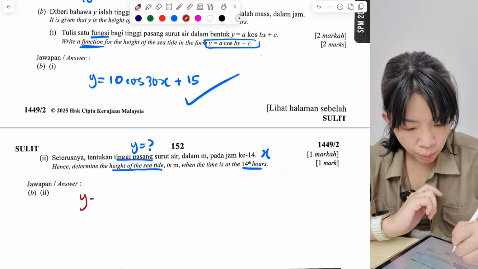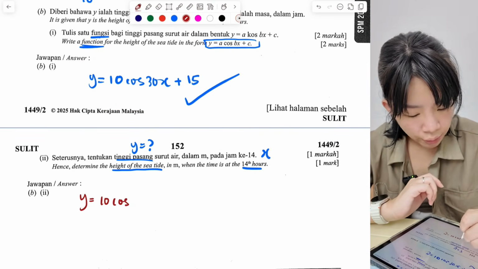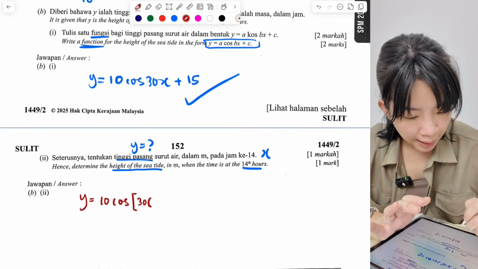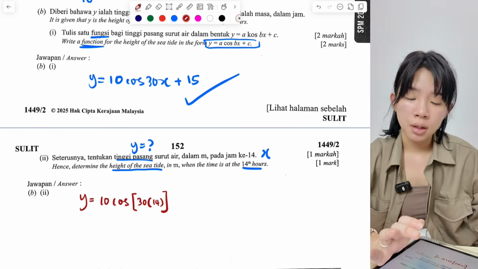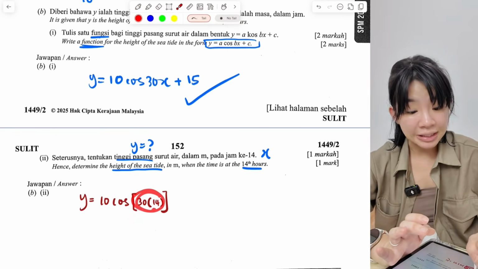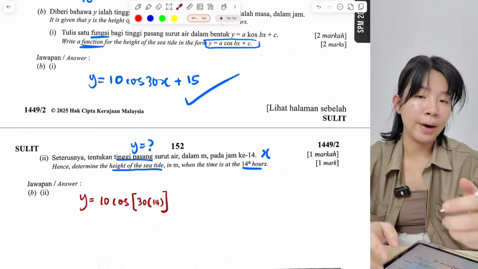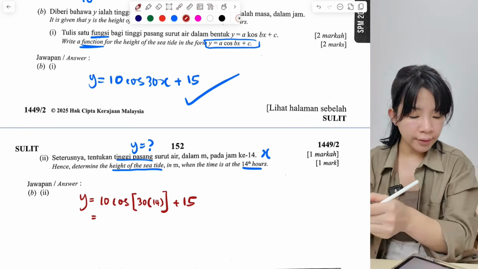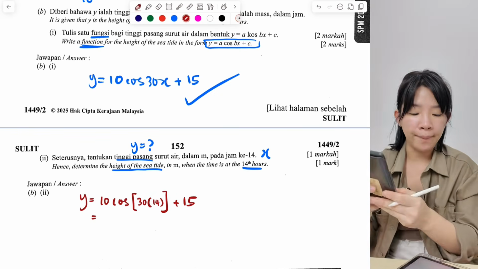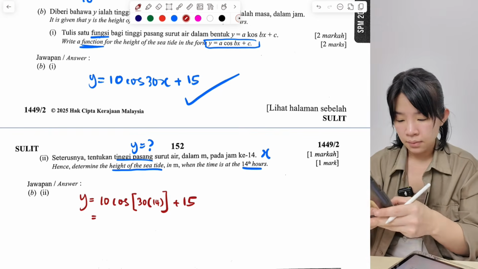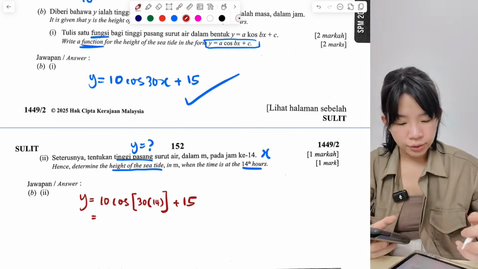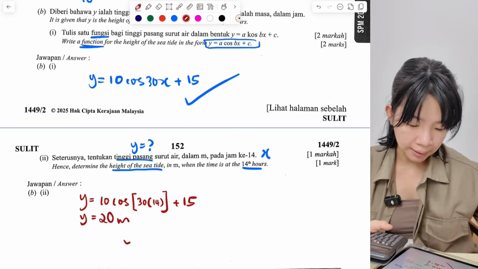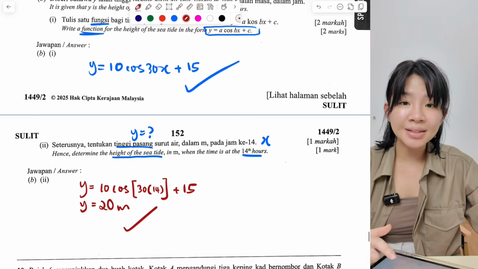So y equals 10 cos. Okay, so make sure here you put a big bracket. 30, then the x is 14. Make sure that 14 is only times 30, not the whole thing. So that's why you need to put a bracket. Then plus 15. Okay, so you can key in everything in your calculator, but make sure you put brackets. 30 times 14, then plus 15. So at the end, y equals 20 meters. Done. Alright, let's look at the last question.